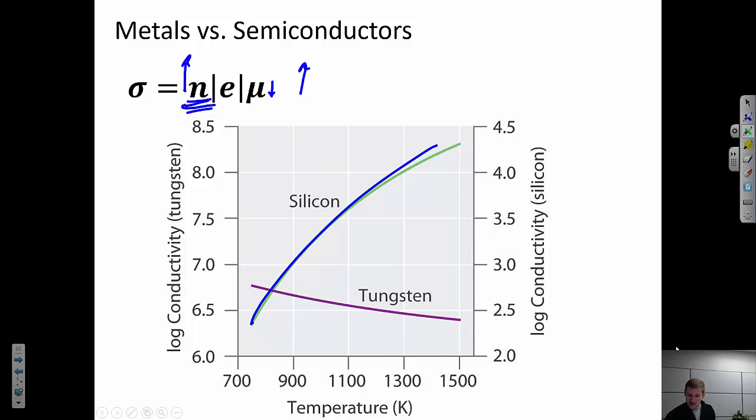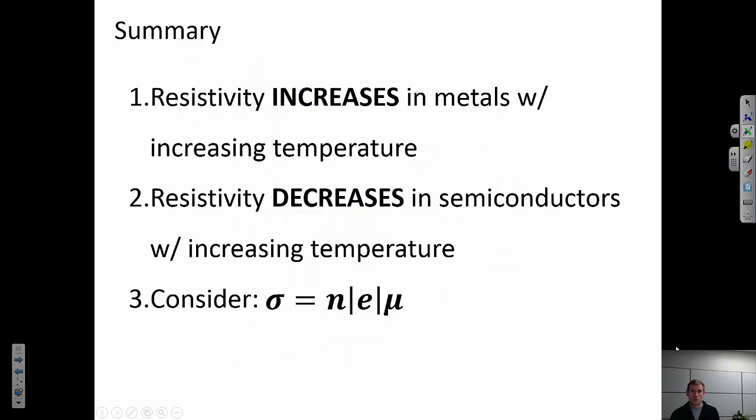So that's the silicon case. In tungsten, a metal, yes, I will have a few more carriers, but the decrease in mobility is going to be a lot more significant. And so that is going to cause the overall conductivity to decrease in the tungsten case. So both of them have the same trends in number of free carriers and mobility, but because the semiconductors are carrier starved, the impact of the increasing number of carriers is much more important than the impact of the decreasing mobility. In metals, I have the opposite process.